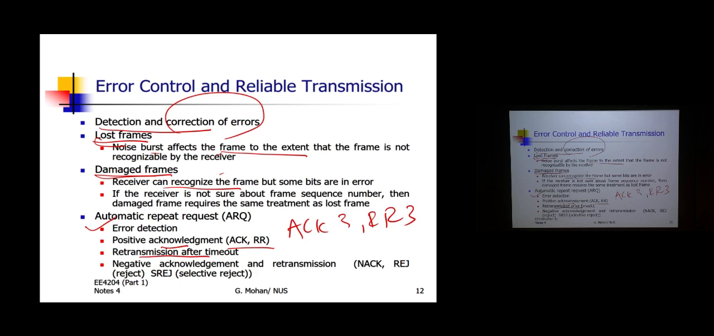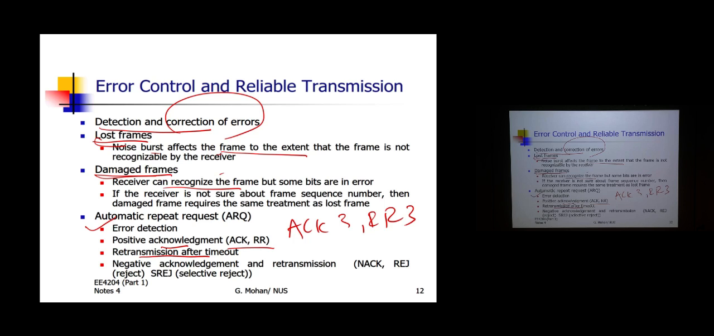Next, retransmission after timeout. There is a mechanism called timeout. So why should there be a timeout? Okay. Let's say the receiver receives a frame and detects an error. It can send a negative acknowledgement to the other party. Hi, I am rejecting frame number 3. There is some error. Retransmit it. So no problem. After receiving this, sender will retransmit frame number 3. But the question is, what happens if that negative acknowledgement message is lost?